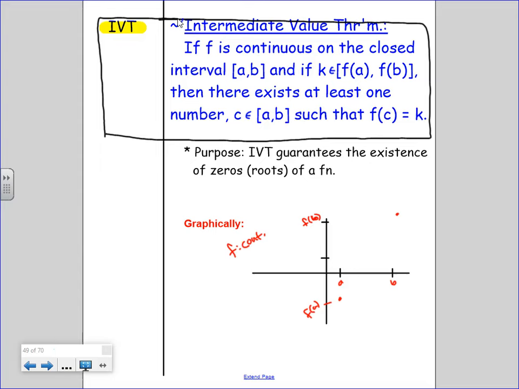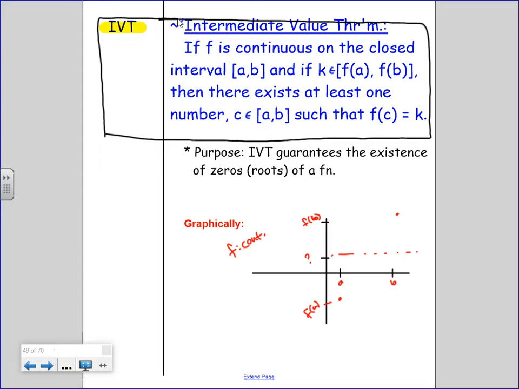Now here's another question. What if I was to ask you about this one? He's not a 0. But is there going to have to be some c or some x value that also is going to hit through this height as well? Yeah. Why? Exact same reason.